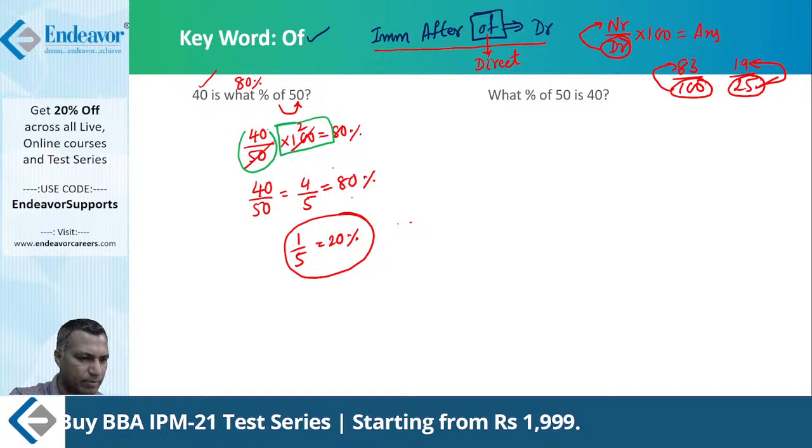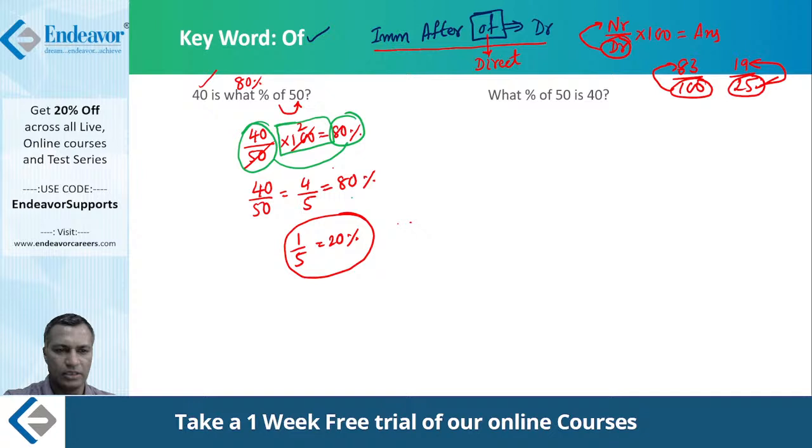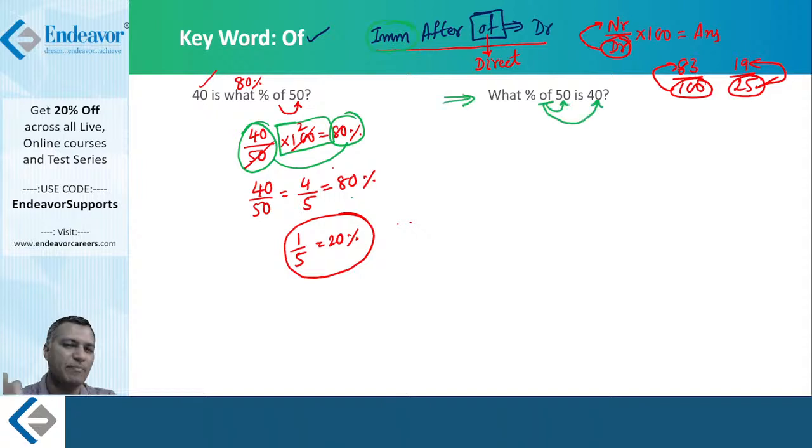Let's take a look at the second one. What percentage of 50 is 40? You may say that, after "of", 50 is positioned after "of", and 40 is also positioned after "of". Therefore I use the words "immediately after". Don't just look for any number after it, there may be many numbers after "of". It's a preposition. Technically, "of" is a preposition.